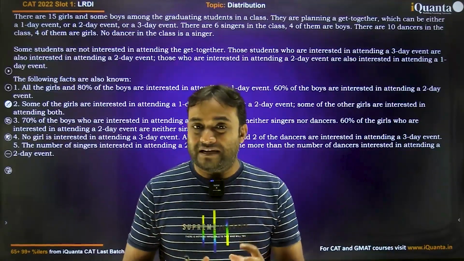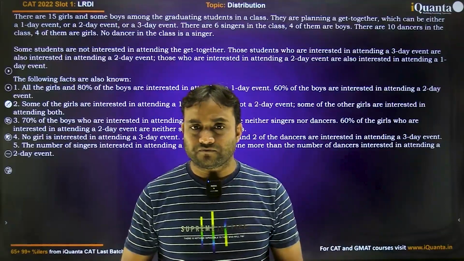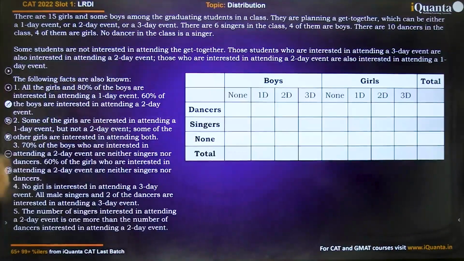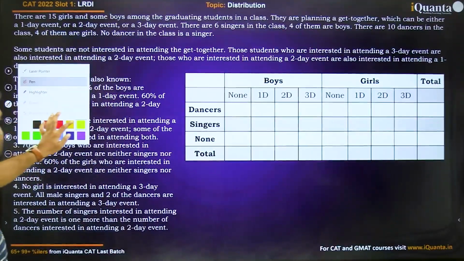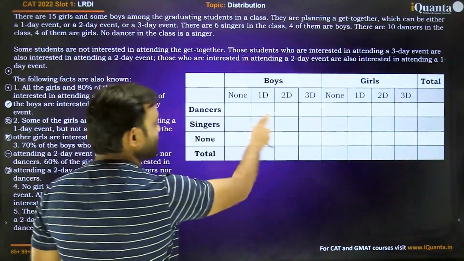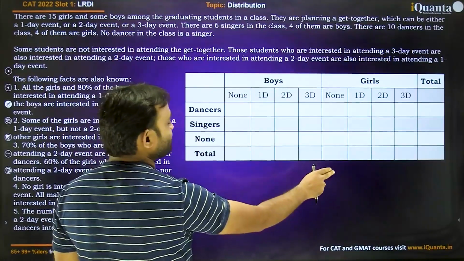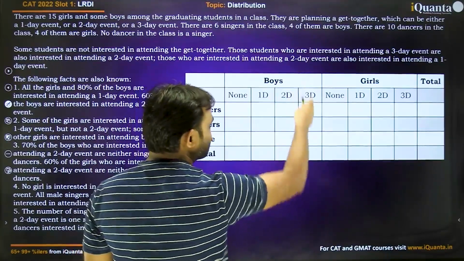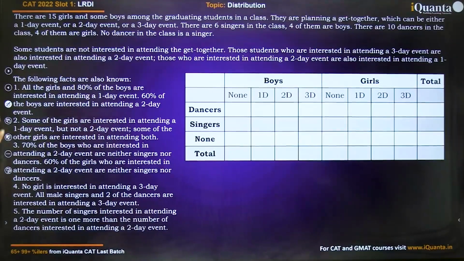Now it might take some time to create that table, but once you are done with that table, it's very easy to solve this question. Not much to do. So I have created that table for you guys, so that you can understand everything. Boys, girls, total number of dancers, singers, none of dancers or singers, total number of students who are interested in none of these events, one day event, two day event, three day event, and so on. Now let's start putting these values.